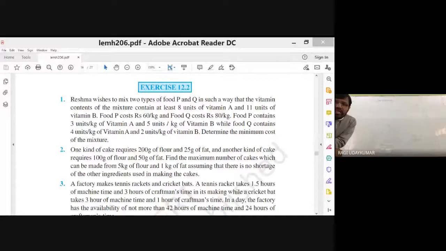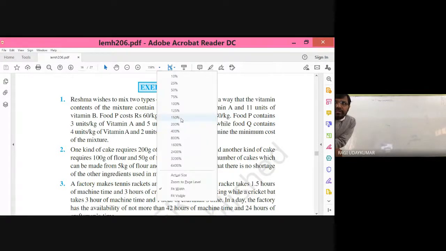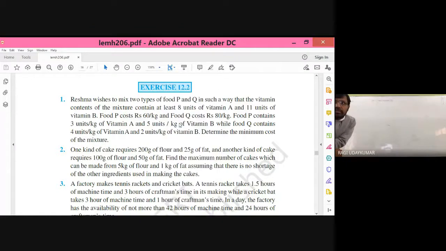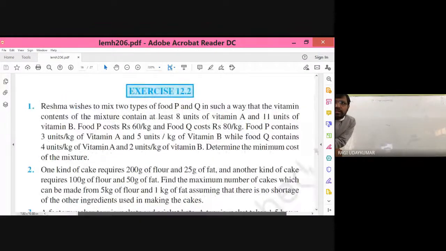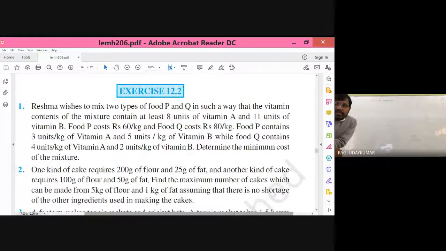So in the linear programming problems, that's exercise 12.2, application oriented problems. Let us see these questions. The questions are given to you. See the first question. Is it visible to you?